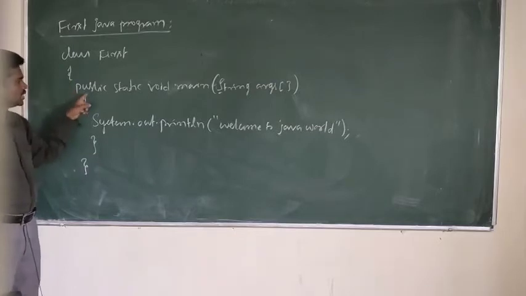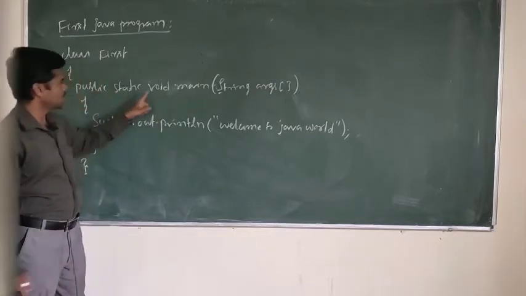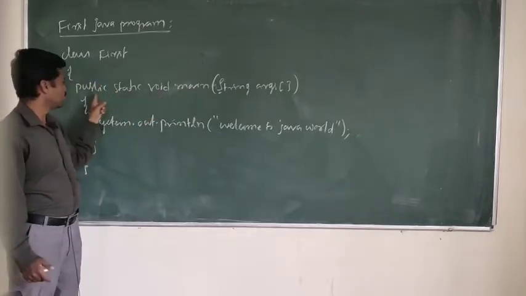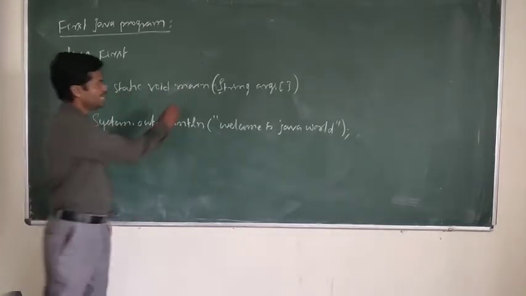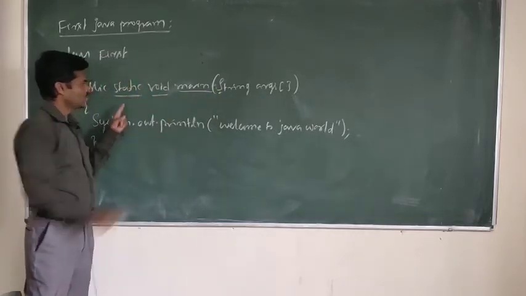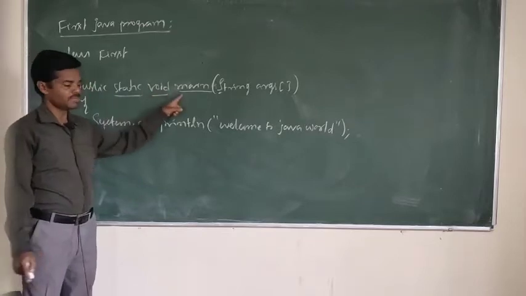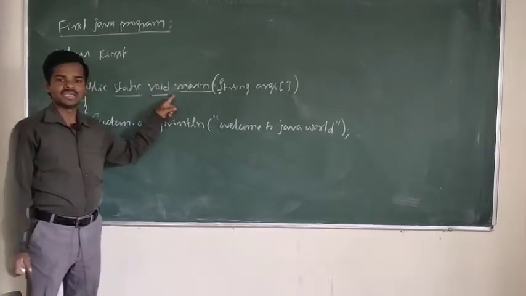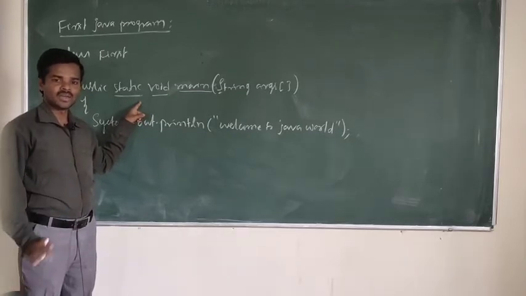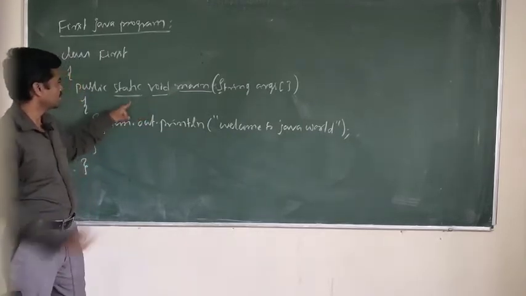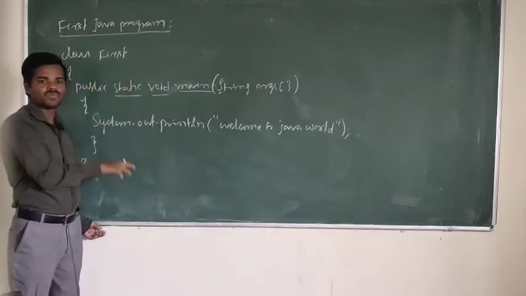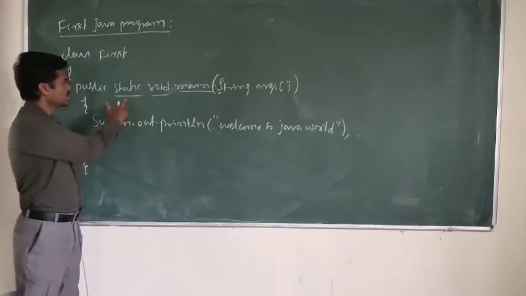After that, here I am using the main method: public static void main. The main method always comes with these keywords. Here main is the method name, void is the return type, and static is a keyword. Why do we use static for the main method? Because before creating any objects in the class and before executing anything in the class, the main method has to be called first, and static gives it that priority.